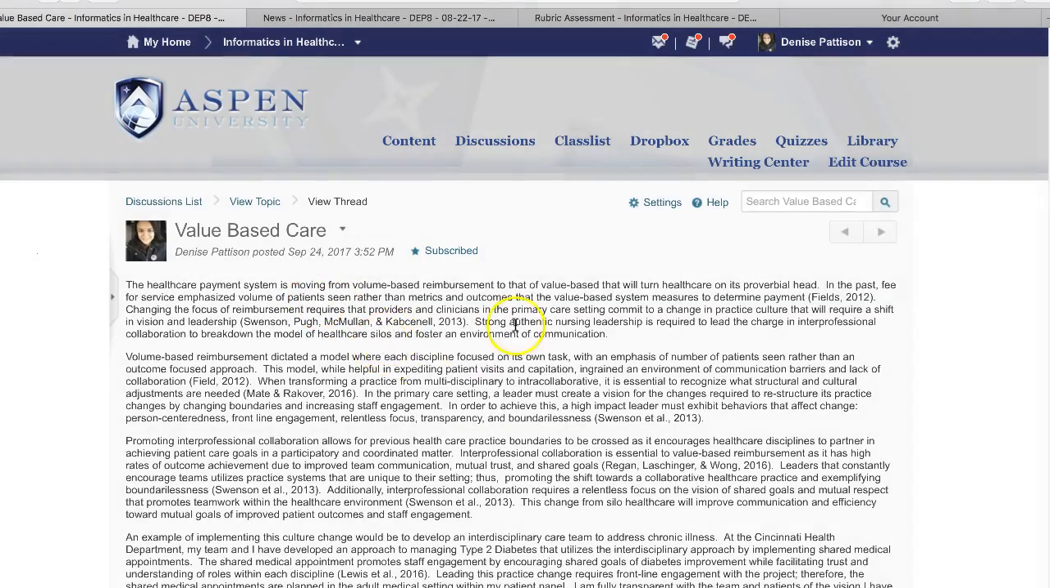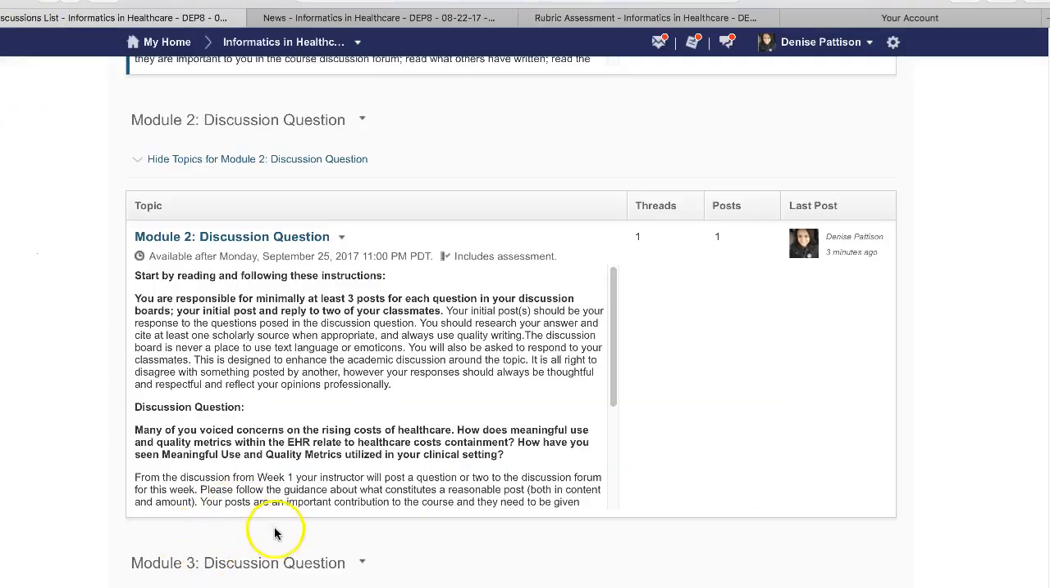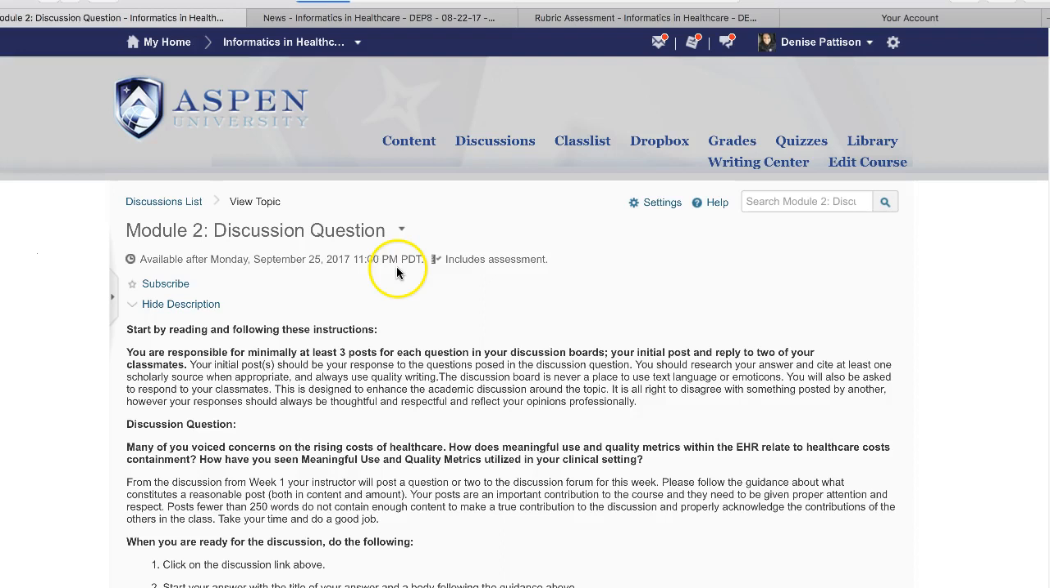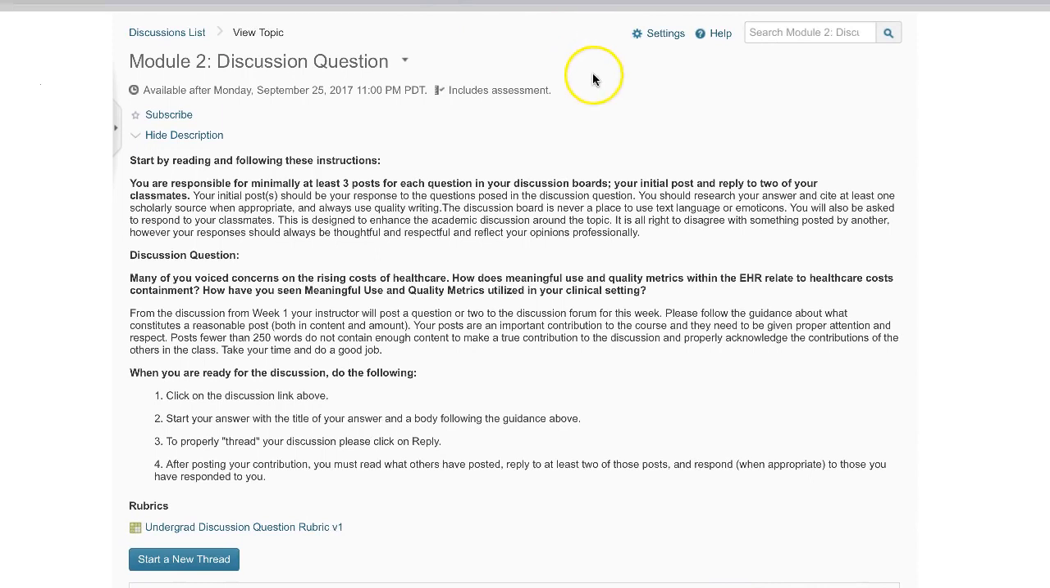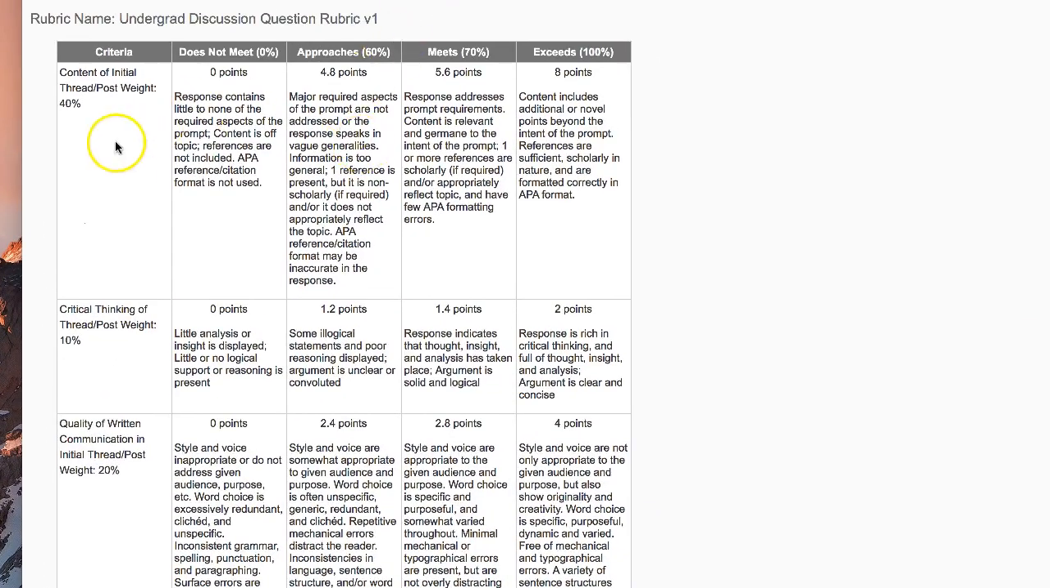in posting. Okay, so first things first is the rubric. I don't know if you saw what I just did. Let me go back. Oops, sorry. All right, so I'm clicking on discussion 2, and I am going to bring down the slide. And as you can see, right here, it says undergrad discussion question rubric. So I'm going to open that, and I'm going to break it down, show you here what each spot means.